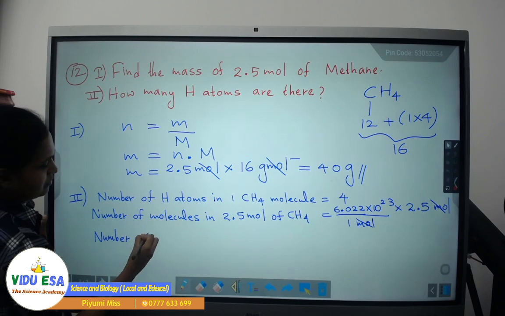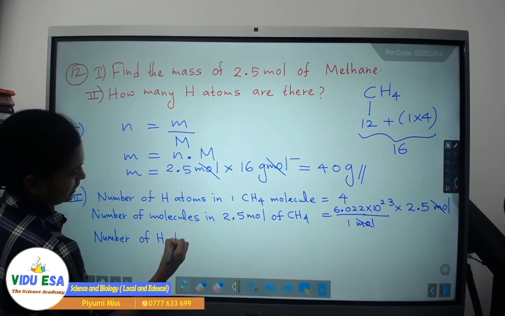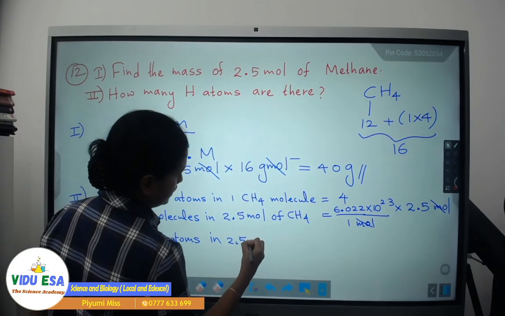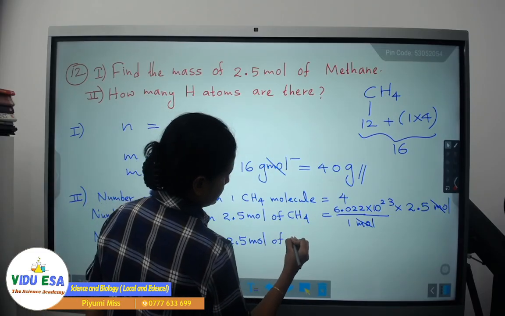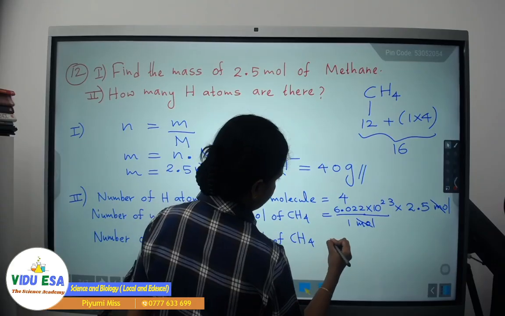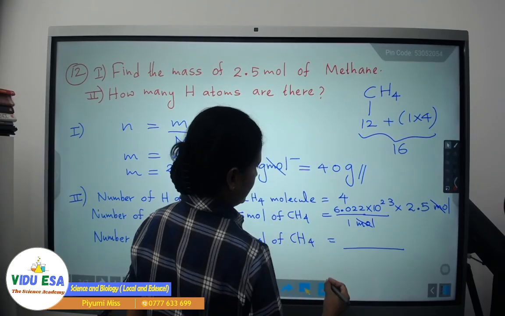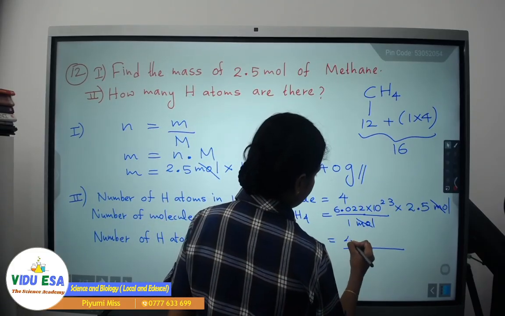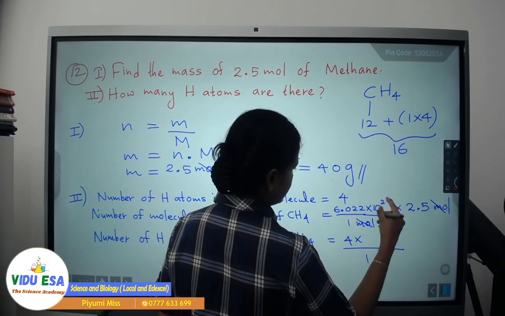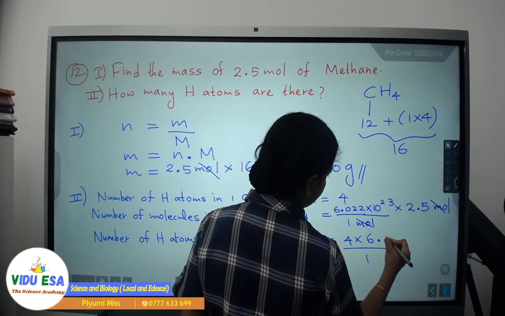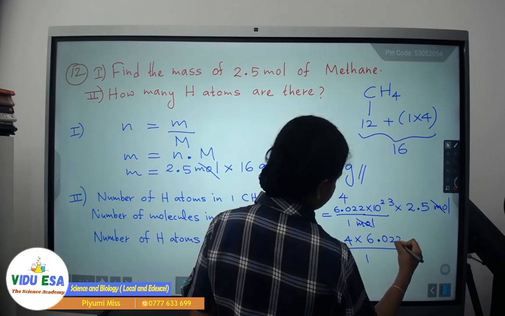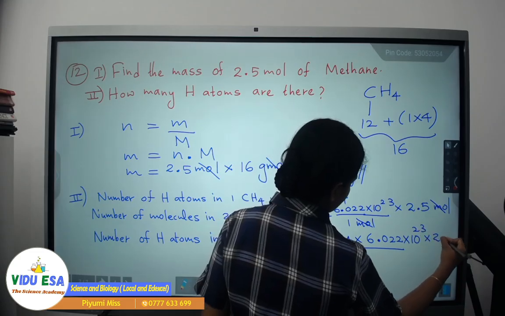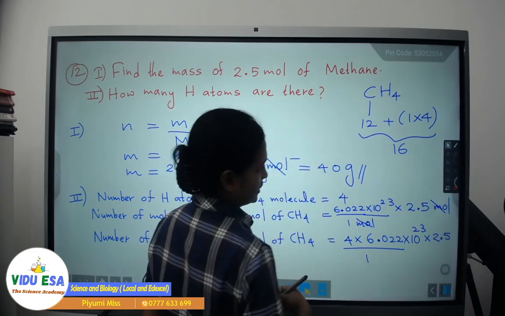And number of molecules, number of hydrogen atoms in 2.5 moles of CH4. In 1 molecule, there are 4 hydrogen atoms. Therefore, how many atoms are there in this much of molecules?